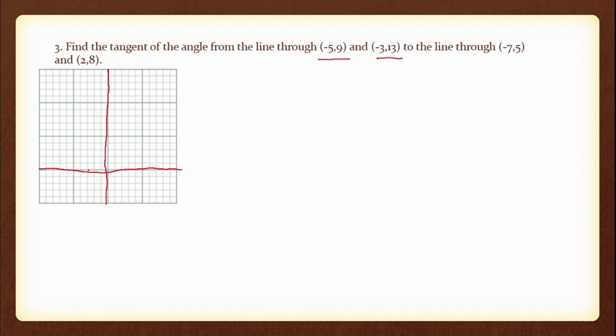So we have here negative 5 and 9, so we count 1 2 3 4 5, and up 1 2 3 4 5 6 7 8 and 9. Okay, so this is the first point, negative 5 and 9, and the second point is negative 3 and 13. Alright, so negative 3 and 13.